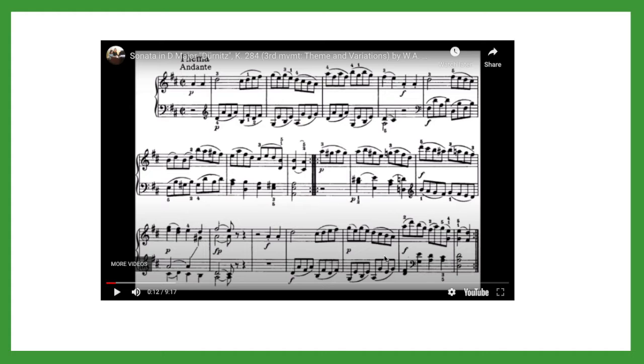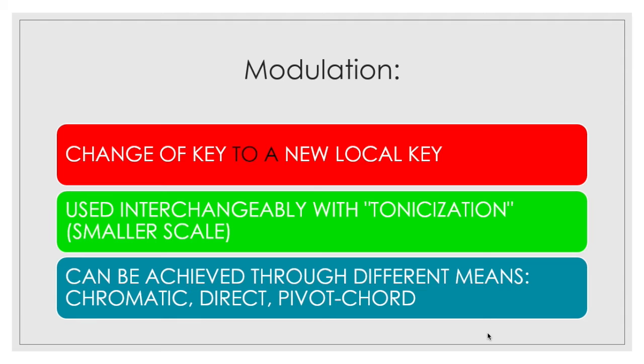Let's define what a modulation is. A modulation is a change of a key to a new local key. Tonicization has the same meaning and concept as modulation, but on a smaller scale. Modulation can also be achieved through different means. It can be chromatic, direct, or by using a pivot chord.